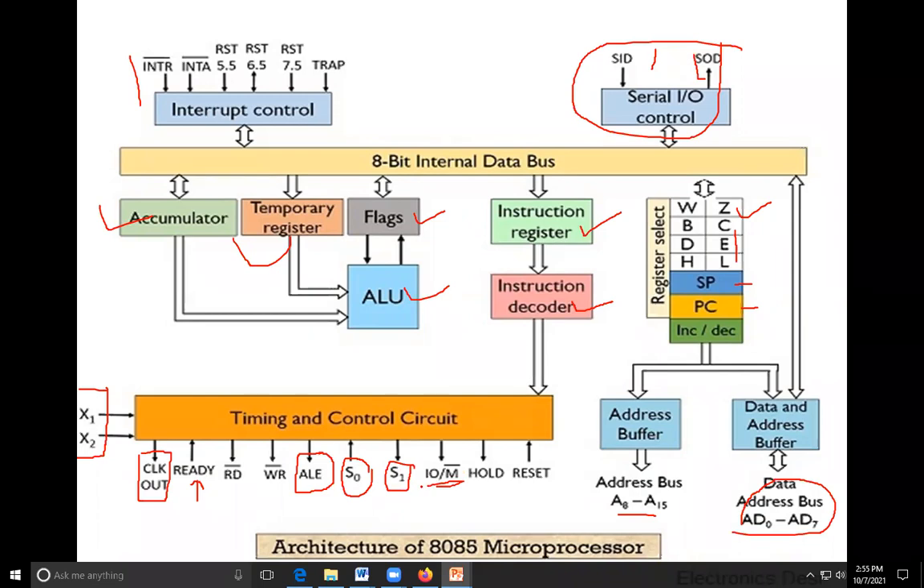If this pin is active high, then it acts as an input output device, and if this pin is active low, it acts as a memory device. Means your controller is connected to the memory devices when this pin is low, and if your controller is working with input output devices, then this pin should be active high.